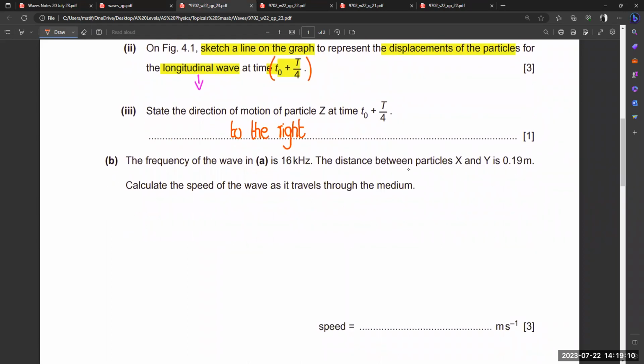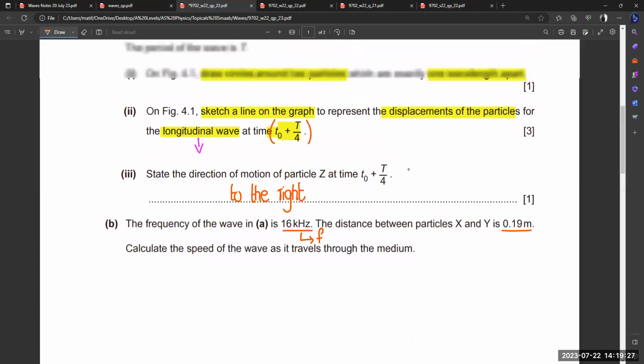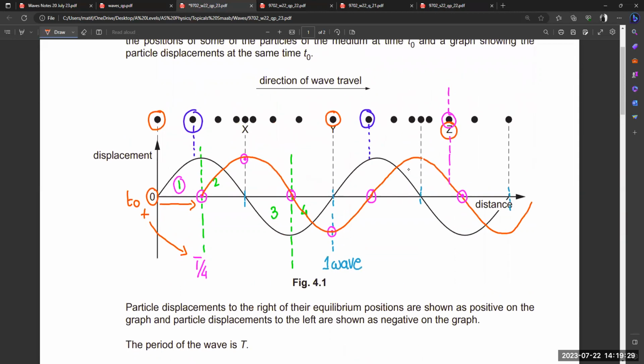And part B, the frequency of the wave in part A is 16 kilohertz. This is our frequency. And the distance between particle X and Y. Is that the wavelength? The distance between points X and Y, basically are just 2 points. They are talking about these 2 points. So this is X and Y.